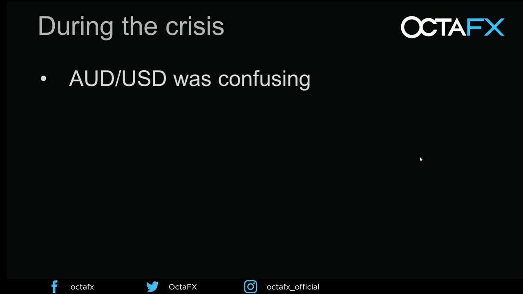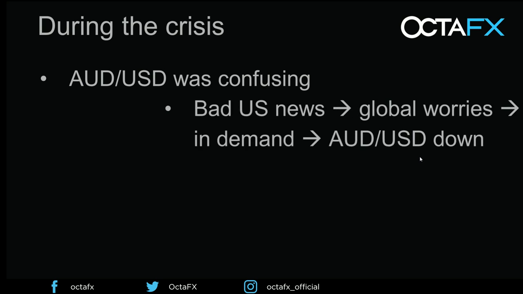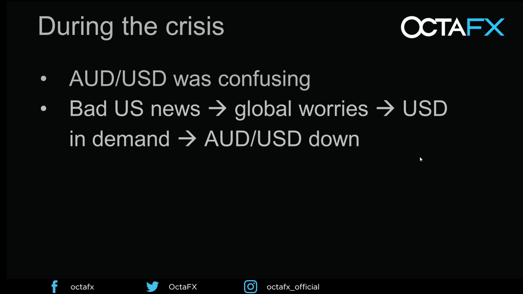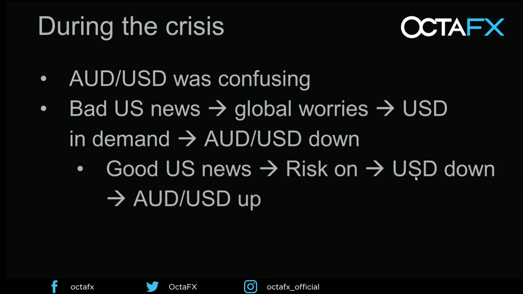Okay, during the crisis, the Australian dollar was quite confusing. This is not the situation now, luckily. When we had bad news from the United States, it meant global worries. Again, the negative mood. This helped the US dollar, which was then a safe haven currency. So the Australian dollar went down. Nowadays, when we have bad news from the United States, it's a weaker US dollar and hence a stronger Aussie US dollar. Okay, this is not the situation now.